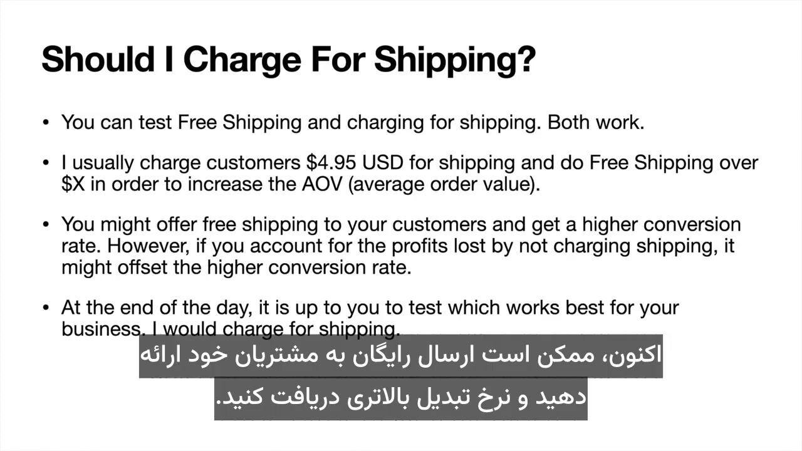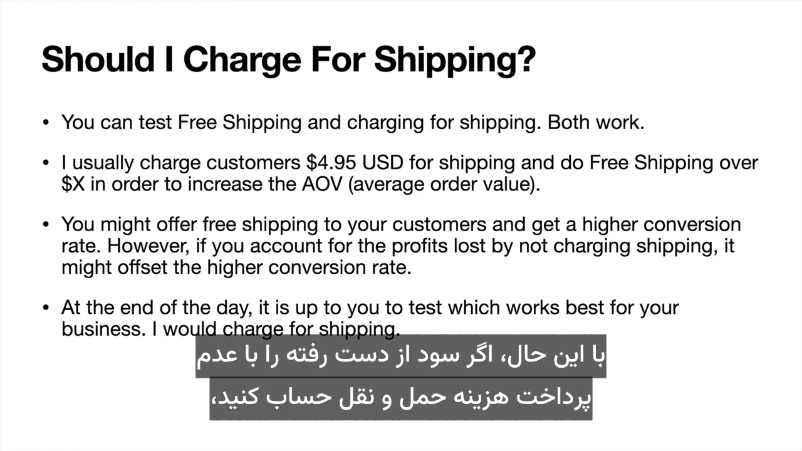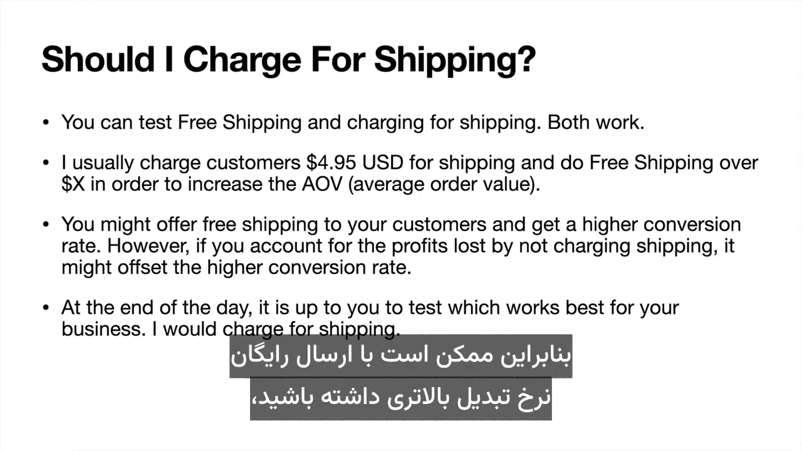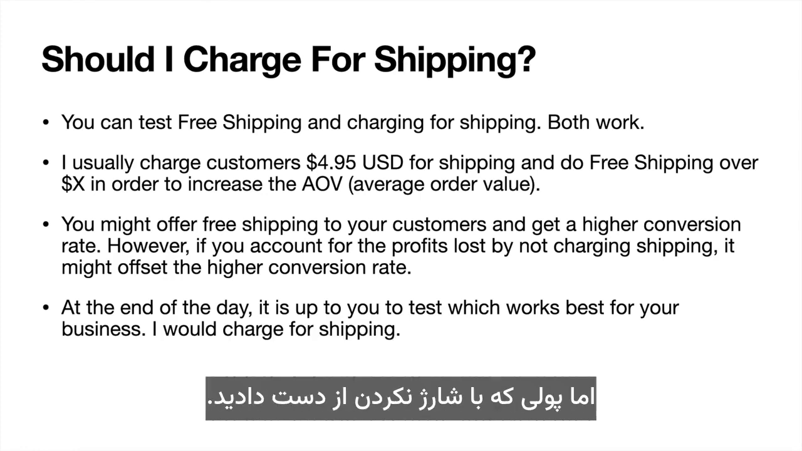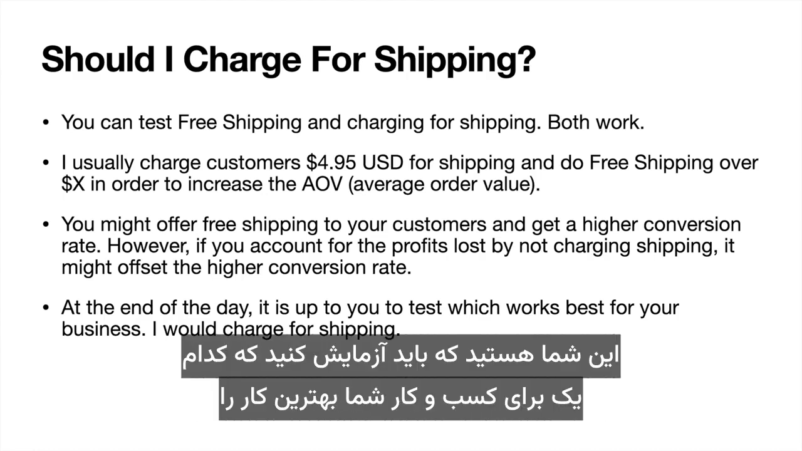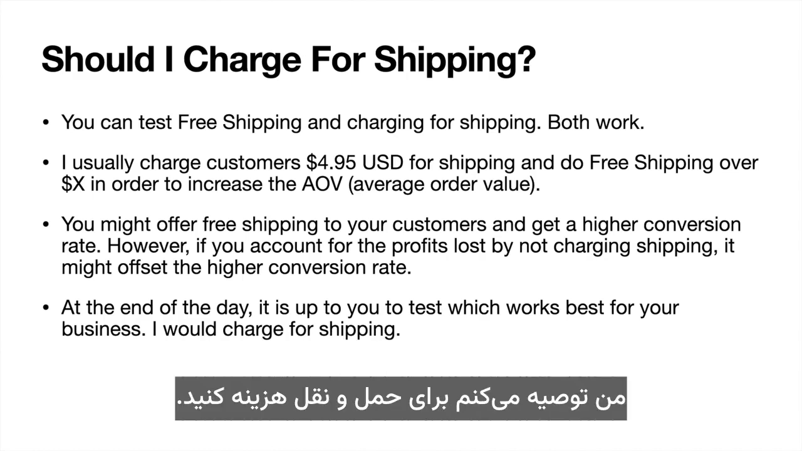Now, you might offer free shipping to your customers and get a higher conversion rate. However, if you account for the profits lost by not charging for shipping, it might offset the higher conversion rate. So you might get a higher conversion rate with free shipping, but the money you lost by not charging shipping may not be offset by that. At the end of the day, it's up to you to test which works best for your business. I would recommend charging for shipping.